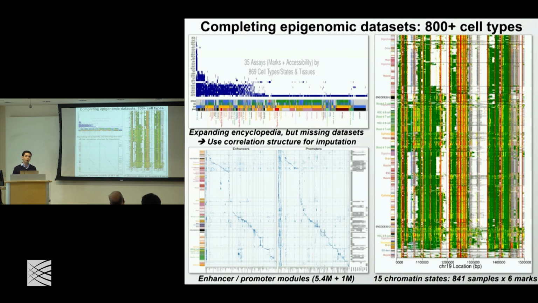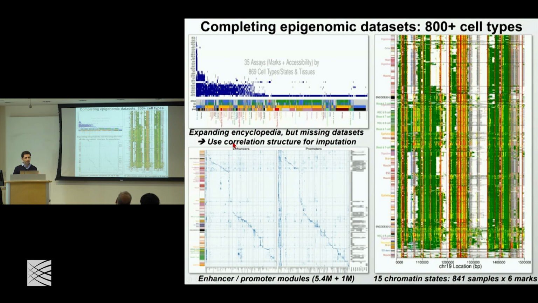Right now, we're updating this database to also include more than 100 different cell types that have been recently profiled by the ENCODE project. If you look at how these cell types are covered, these are the numbers of assays and these are the different cell types, you can see that this matrix is quite sparse. And we'd like to have rich epigenomic information for all of them.